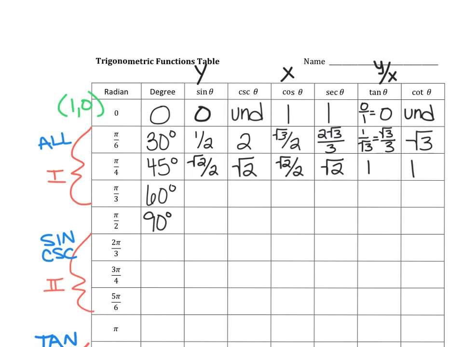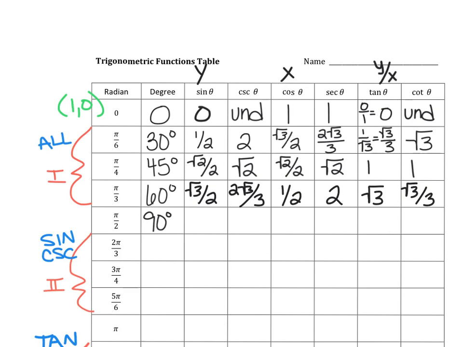On pi over 3, looking at the unit circle, the y value is square root of 3 over 2. The reciprocal of that is 2 square roots of 3 over 3. The x value is 1/2 with a reciprocal of 2. And then y over x is going to be the square root of 3. And the reciprocal of that is square root of 3 over 3 after you rationalize.